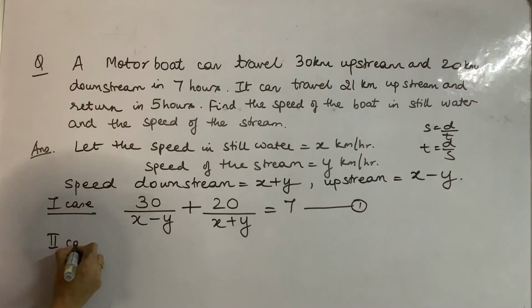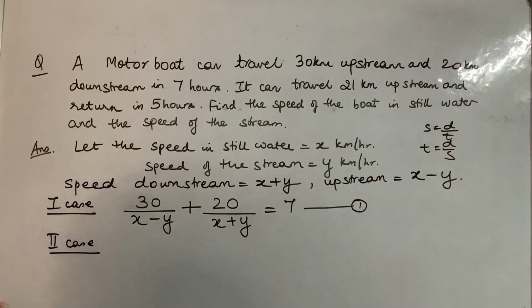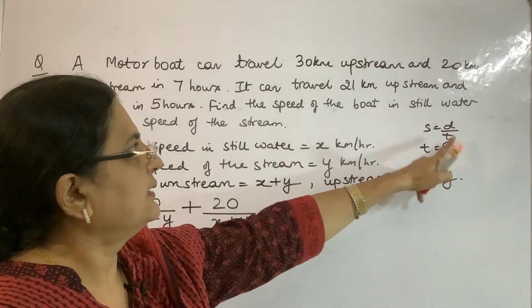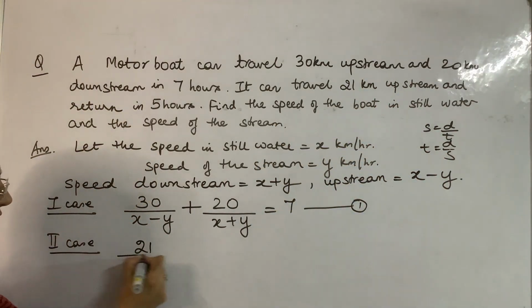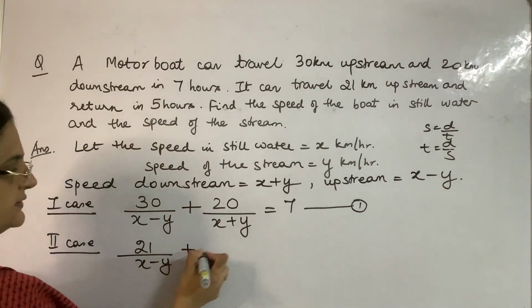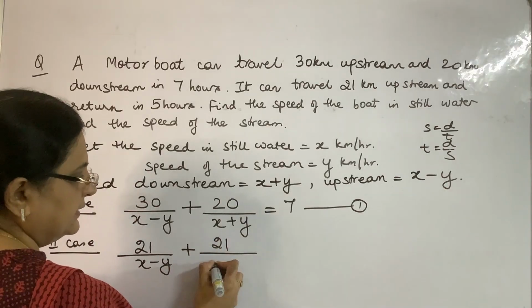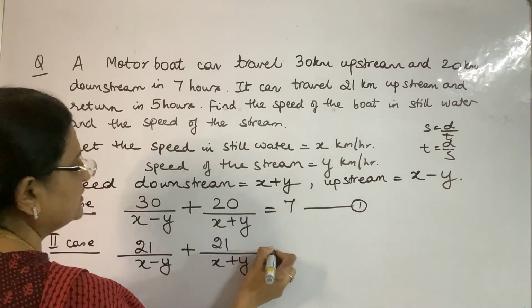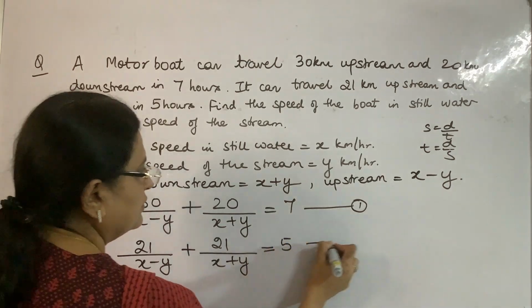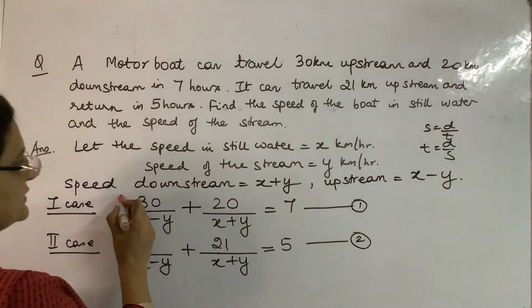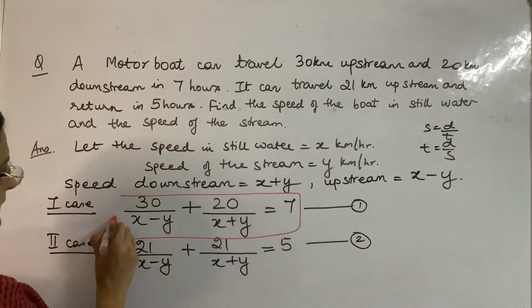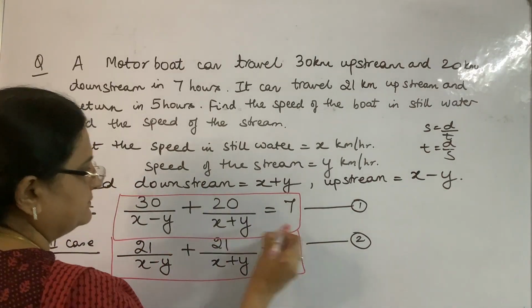Now in the second case, what is the distance? 21 km upstream divided by the upstream speed, plus 21 km again divided by the downstream speed, is equal to 5 hours. Now we have got these two equations. The first is this and the second is this.